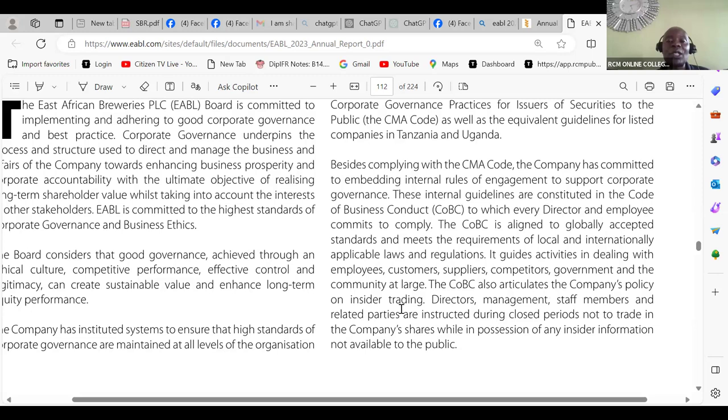We shall be looking at this insider trading in this subject, where you take advantage of confidential information that you have by virtue of your fiduciary position, by virtue that you are the CS of the company. So you know that this company will be declaring great profits, say, next year. And then you buy shares of EABL this year, so that next year, you'll be able to sell them at a huge profit. That's called doing business from an insider's perspective. It's illegal. Directors, management, staff members, and related parties are instructed during closed periods not to trade in the company shares while in possession of insider information not available to the public.